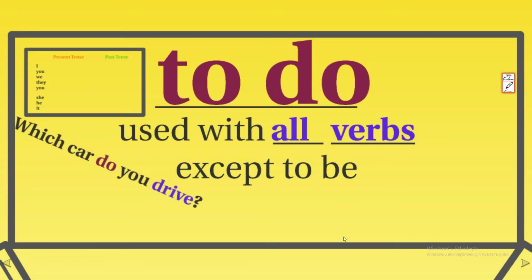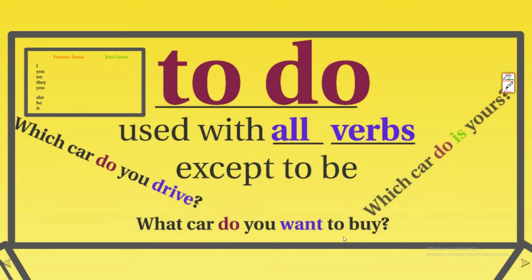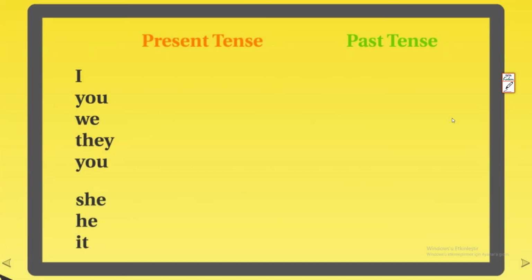Which car do you drive? Which car do you drive? Or what car do you want to buy? I mean what type? I want to buy a sport car. Okay. Or which car do is yours? Do is extra. Do and is, we can't use them at the same time. Which car is yours? The red car. It's mine.